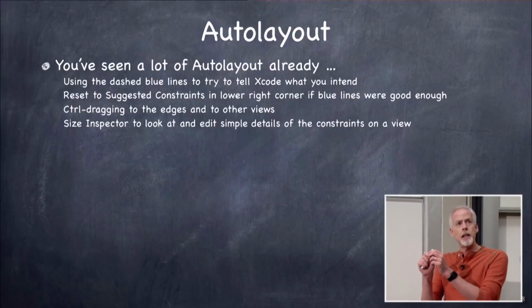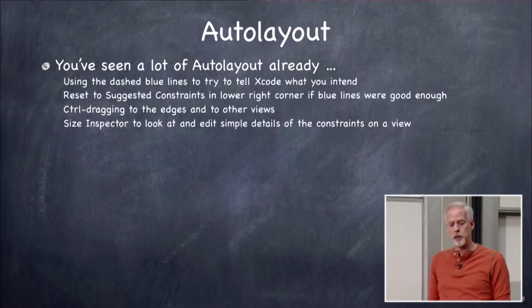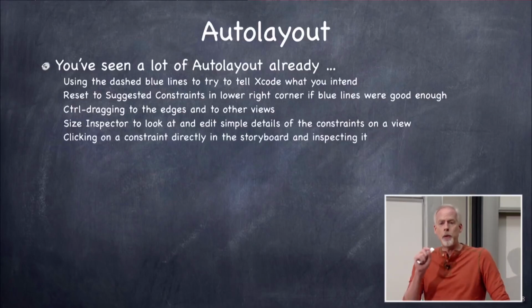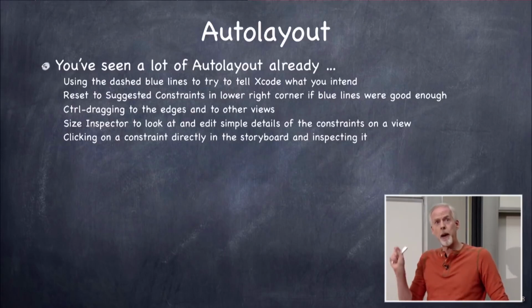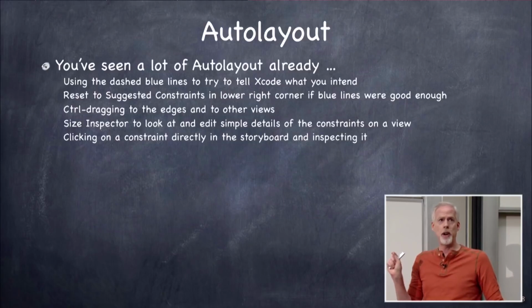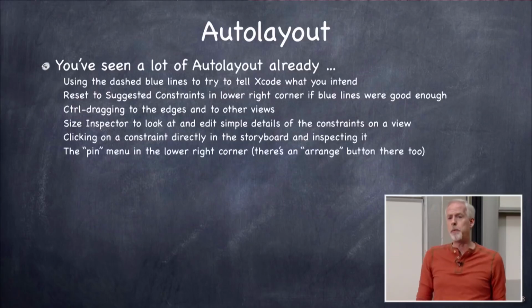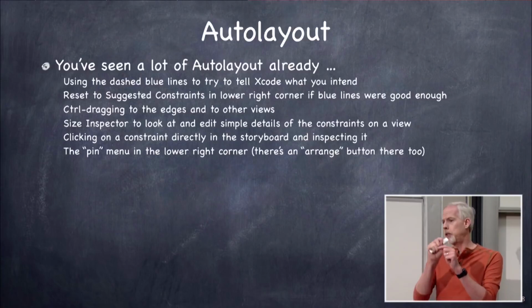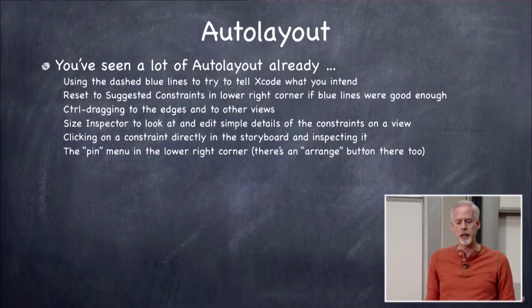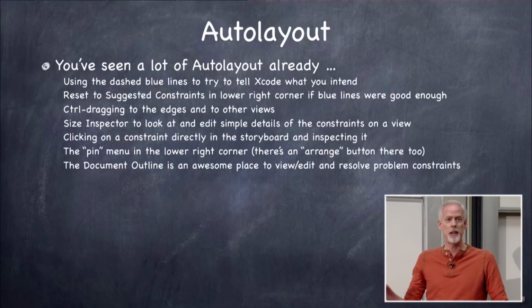And we can even edit simple things about the constraints right there in the size inspector, like constant values or things like that. We also know that if we can get at it in the interface, we can click on a constraint and open up the inspector and inspect detailed information about the constraint. Okay? We also know about the pin menu in the lower right that lets us set some constraints like hooking it to the edges and things like that. There's also an arrange button down there, by the way. I didn't show you, but similar, lets you line up front edges and things like that.